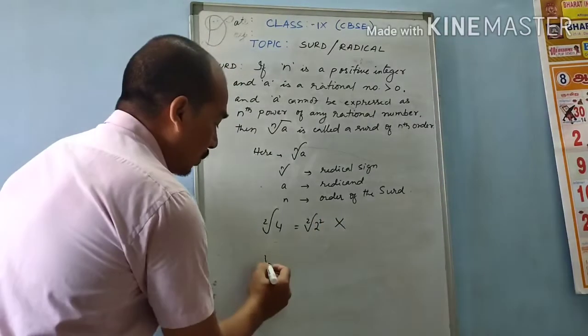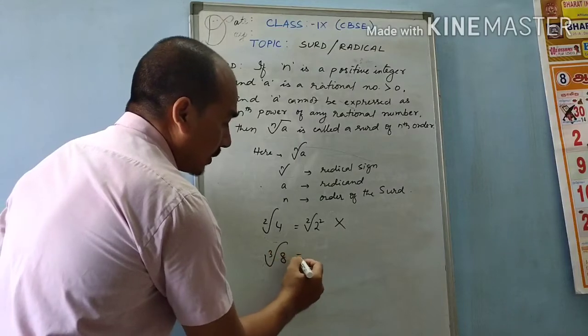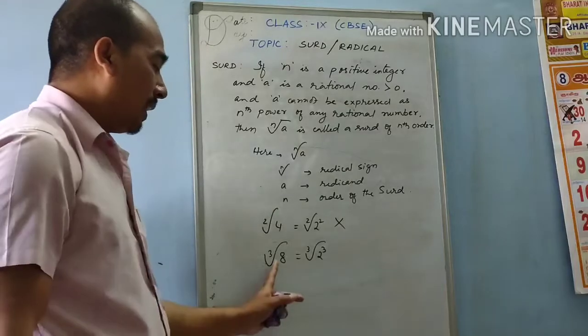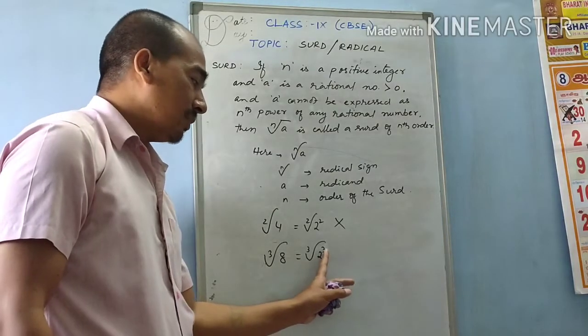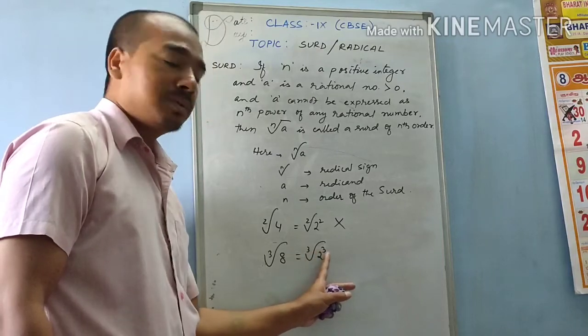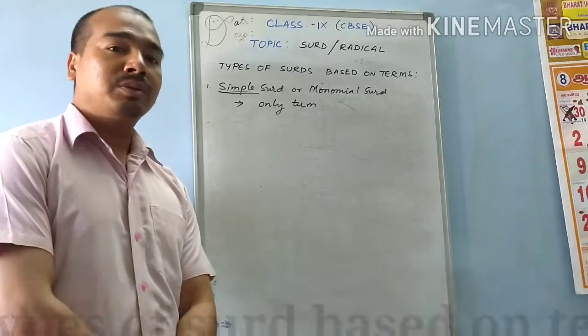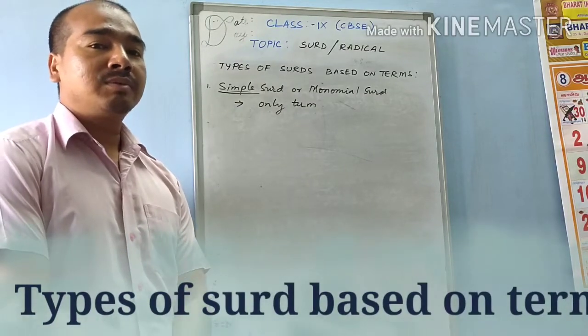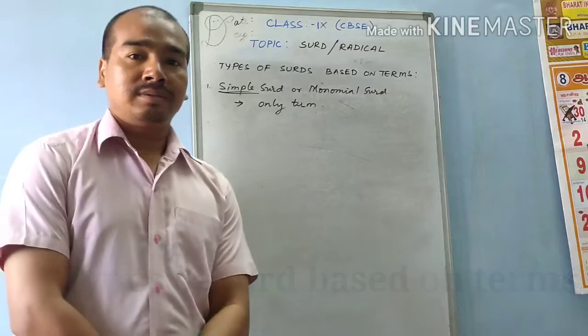Okay. Cube root of 8. 8 can be written as 2 cube. This 3 and this 3 order are the same now. So these are the types of surds based on the terms. By seeing the terms we can classify the surd.